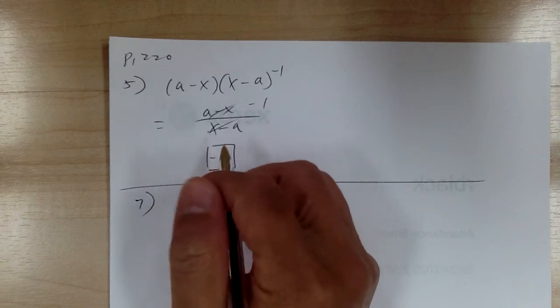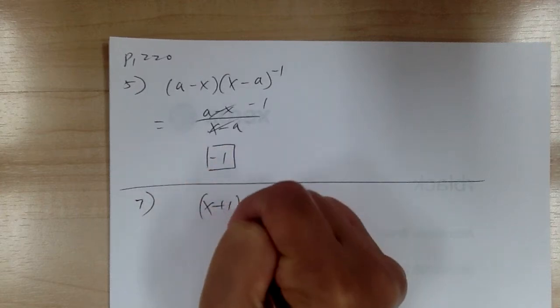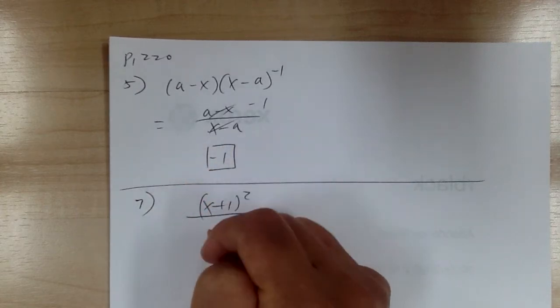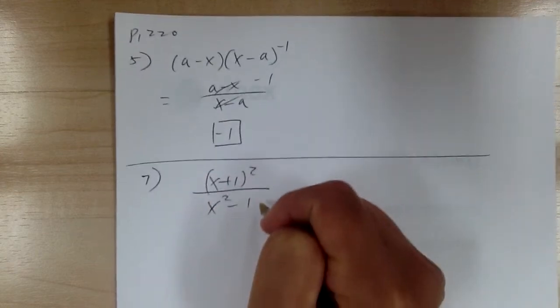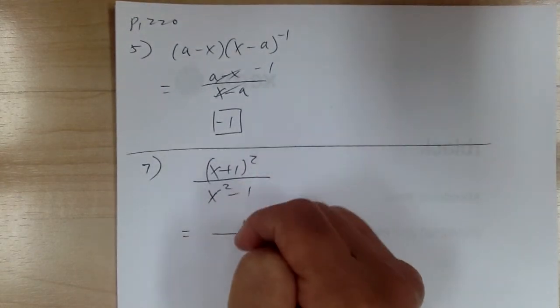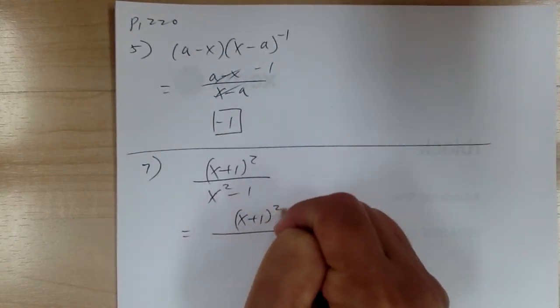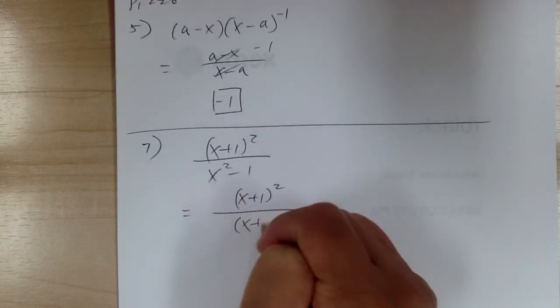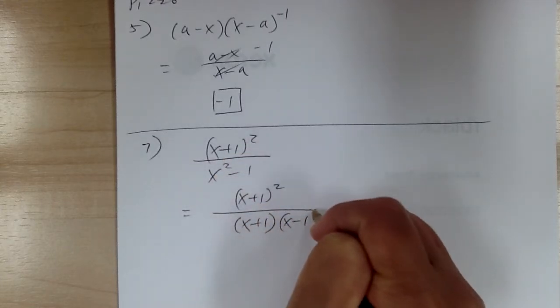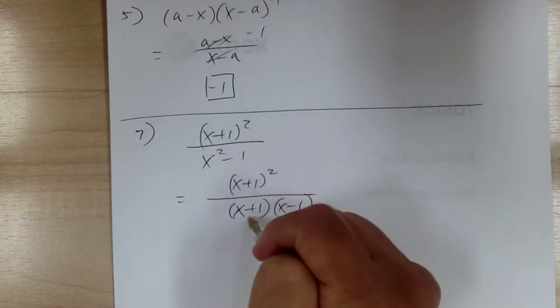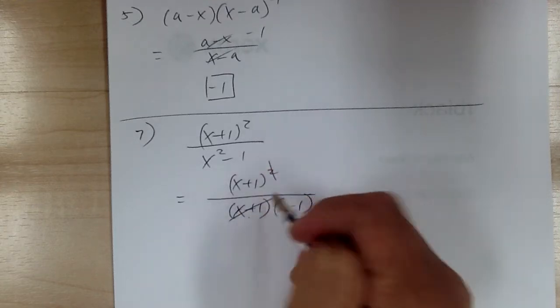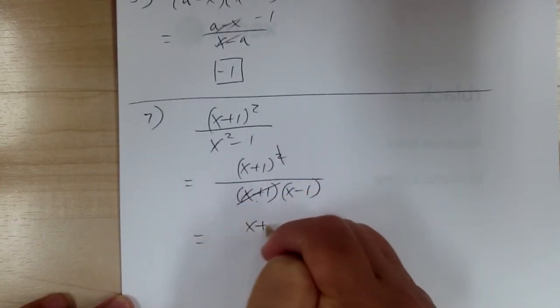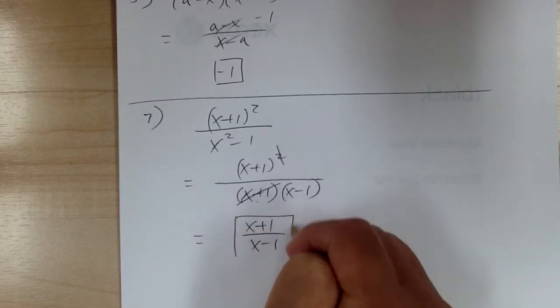Okay, number 7, you have x plus 1 squared over x squared minus 1. So go and factor the bottom. So you've got x plus 1 squared on the top. This one you get x plus 1, x minus 1. And so x plus 1 cancels with this one. So you just have x plus 1 over x minus 1.